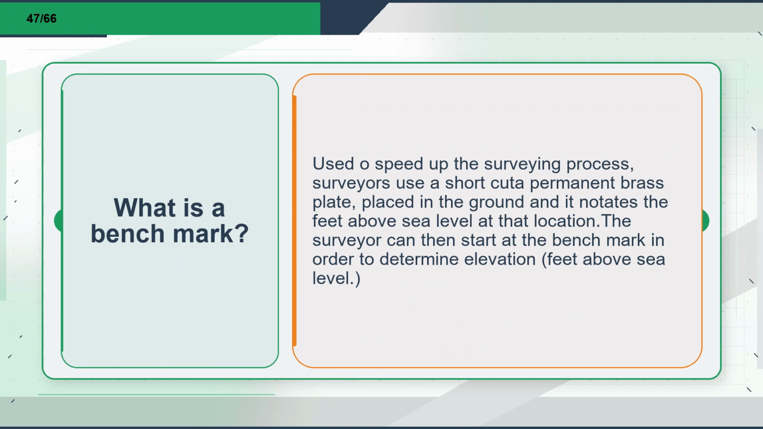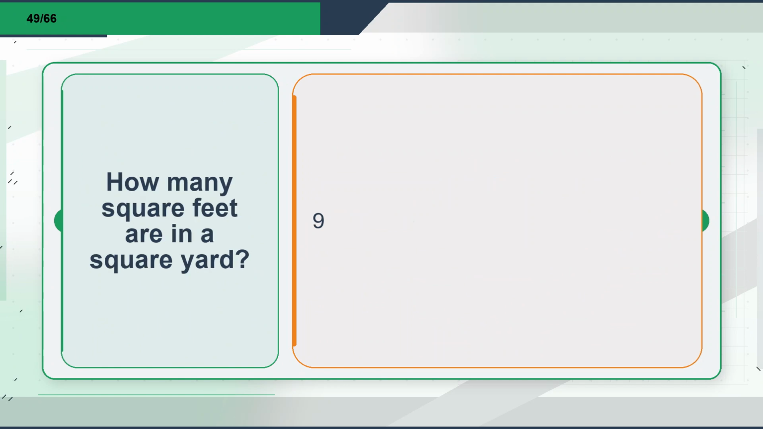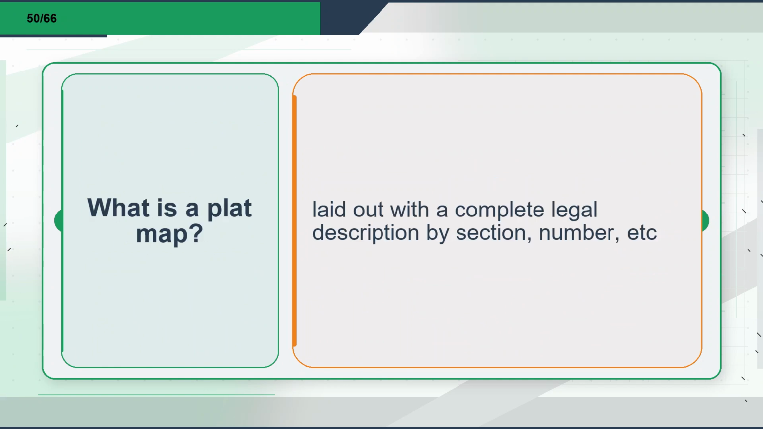Flashcard 47. Term: what is a benchmark? Definition: used to speed up the surveying process. Surveyors use a shortcut, a permanent brass plate placed in the ground, and it notates the feet above sea level at that location. The surveyor can then start at the benchmark in order to determine elevation, feet above sea level. Flashcard 48. Term: what does the term bounds refer to? Definition: a direction. Flashcard 49. Term: how many square feet are in a square yard? Definition: 9. Flashcard 50. Term: what is a plat map? Definition: laid out with a complete legal description by section, number, etc.